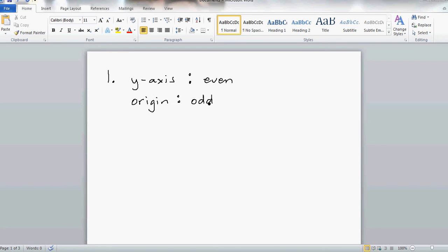So number 1, does it have y-axis symmetry? In other words, can we fold it left over right and have it lay on top of itself? The answer is no. Likewise with the origin, it has the point (0, 1), which means (0, negative 1) should be another point on there. So no, there is no origin symmetry either. Since there's no symmetry, it is neither odd nor even.